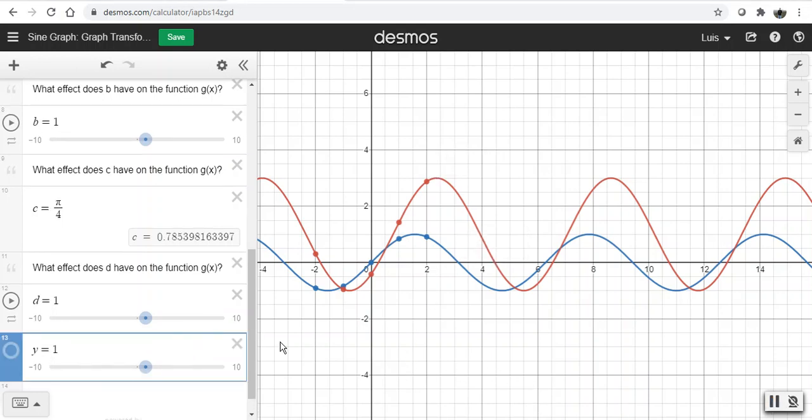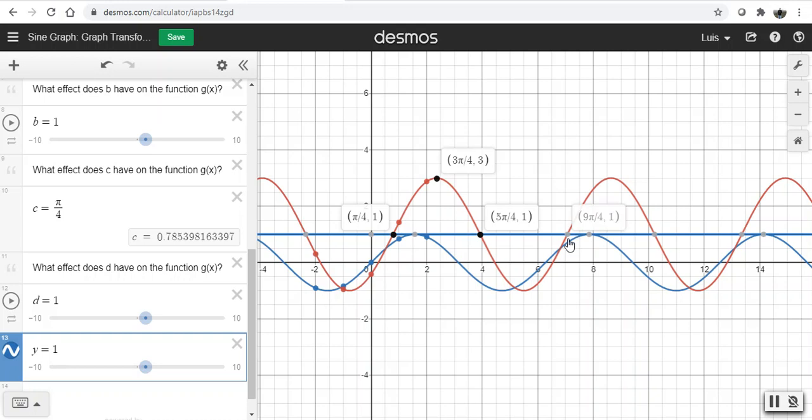Let me just introduce the vertical translation of y equals 1, because that gets a little confusing with how it passes through this point. So in our graph, we have the horizontal axis, y equals 1. So pi over 4, 1, that's correct. 3 pi over 4, 3, that's correct. 5 pi over 4, 1, that's correct. And then it closes over here at 9 pi over 4, that's correct.